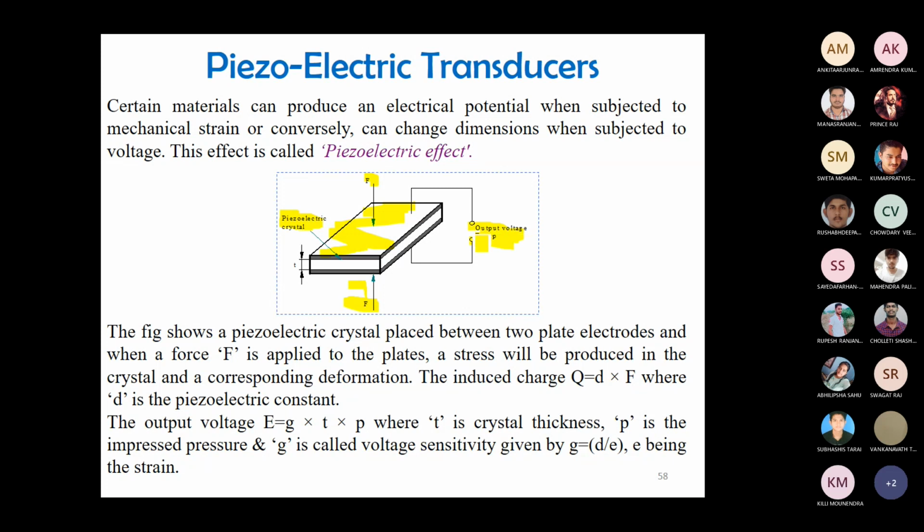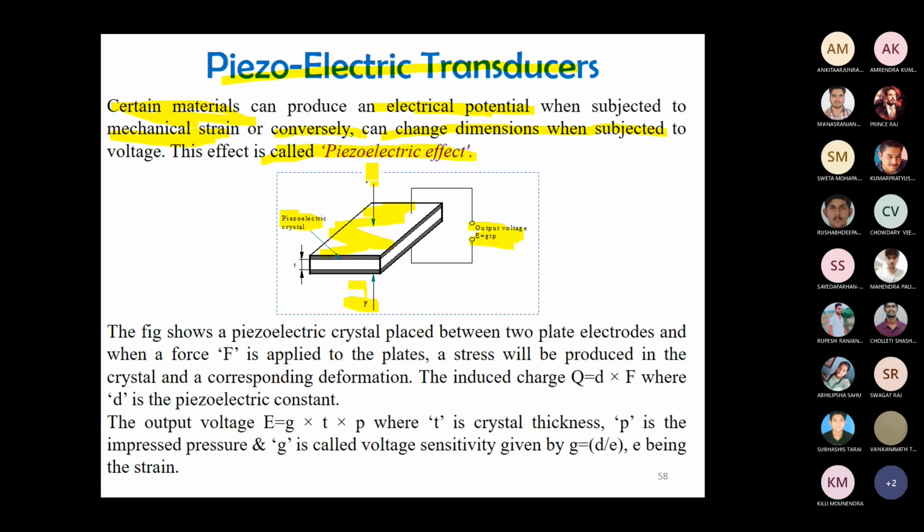So you have to find the equivalent pressure and that EMF generation, so we have to make a table or data sheet for it. In a piezoelectric transducer, certain materials can produce an electrical potential when subject to mechanical strain, or conversely can change their dimensions when subject to voltage. This is called the piezoelectric effect.